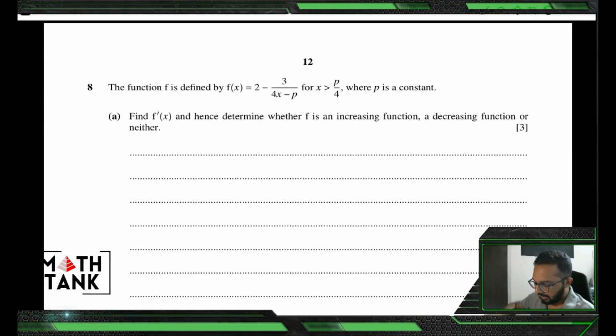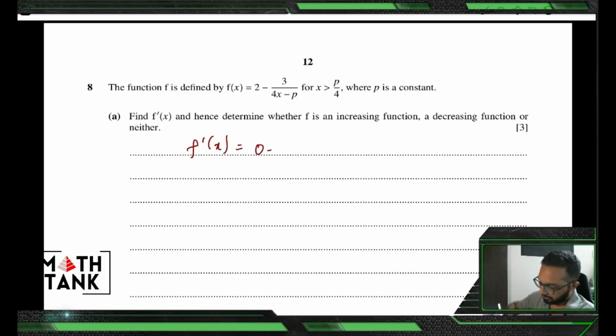Okay, this says the function f is defined by f of x equals 2 minus 3 over 4x minus p, where x is greater than p over 4, where p is a constant. Find f bar of x and hence determine whether f is an increasing function, a decreasing function, or neither. So I will differentiate this first. Find f bar of x.